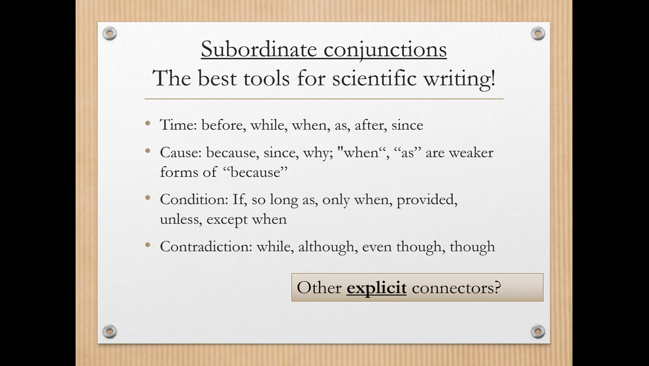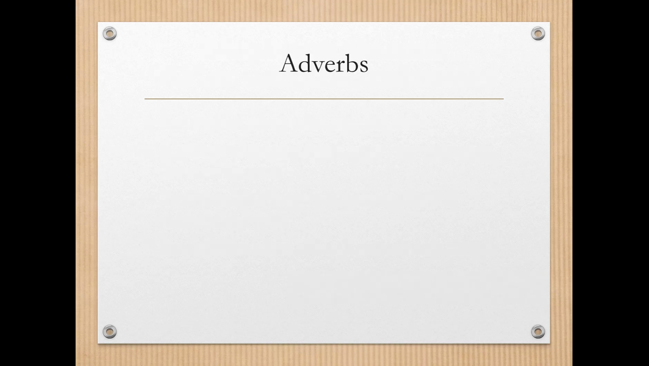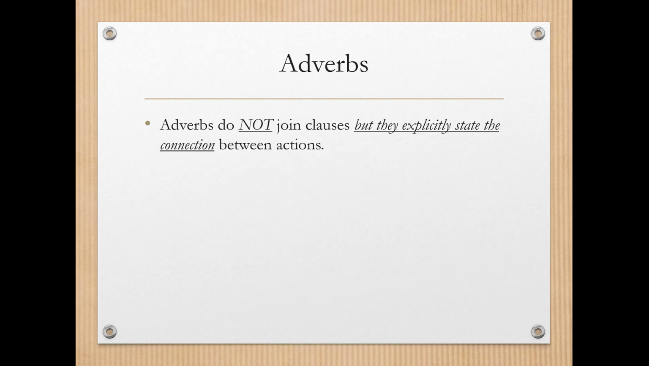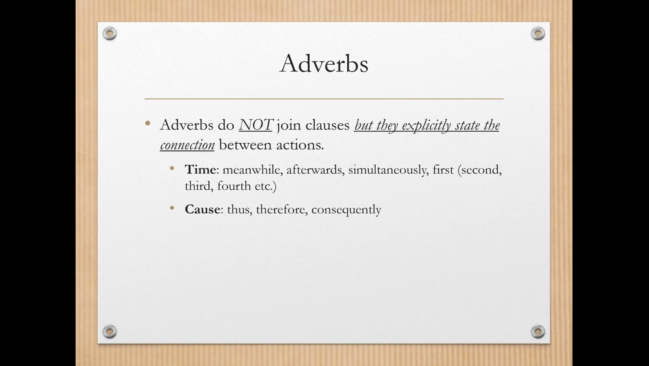Other explicit connectors. We want to be more explicit with our writing, we don't want to be vague, so more explicit connectors. Adverbs. Adverbs do a good job. They do not join clauses, but they do explicitly state the connection between actions. Time, so meanwhile, afterwards, simultaneously, first, second, third, fourth, etc. These adverbs typically go at the beginning of sentences, and they tell us how the action is taking place, and they usually connect a prior sentence in the paragraph.